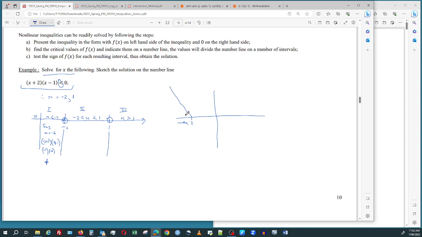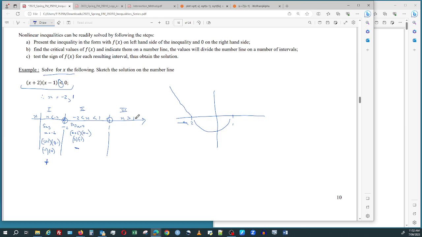Okay, it gives us a plus. Anything tested in here, so we could test 0. Say test 0. So put into our equation, we have 0 plus 2 multiplied by 0 minus 1. And so we would get 2 times -1, and we would end up with a big minus, -2. So it's saying anything in this interval is negative.